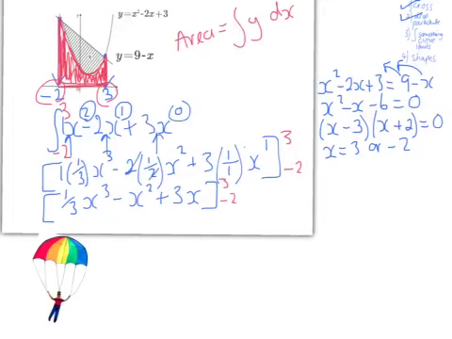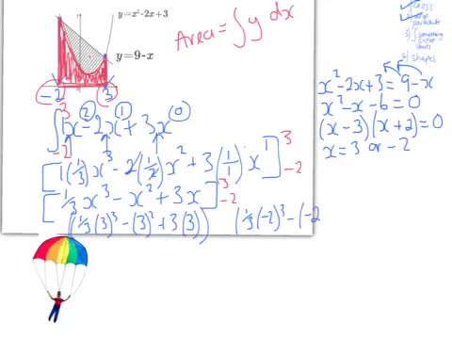Now I'm going to feed in my 3. So I'm going to get a third 3 cubed minus 3 squared plus 3 times 3. Notice all the brackets I'm shoving in. There's my big bracket. Then we're going to put the minus 2 in: a third minus 2 cubed minus, be careful of this one, minus 2 squared plus 3 times minus 2, into the big bracket, and we are subtracting them. 3 to the power of 3 is 27, divided by 3 is 9. 3 squared is 9, there's a minus, plus 3 times 3 is 9.